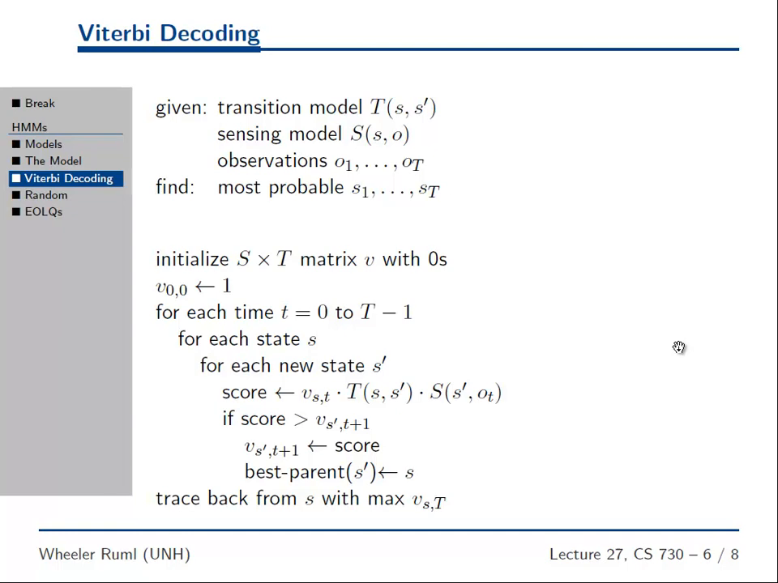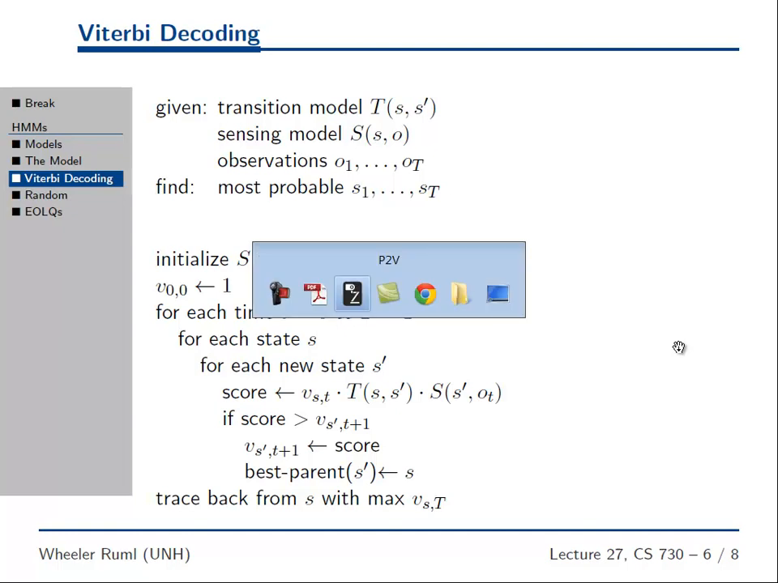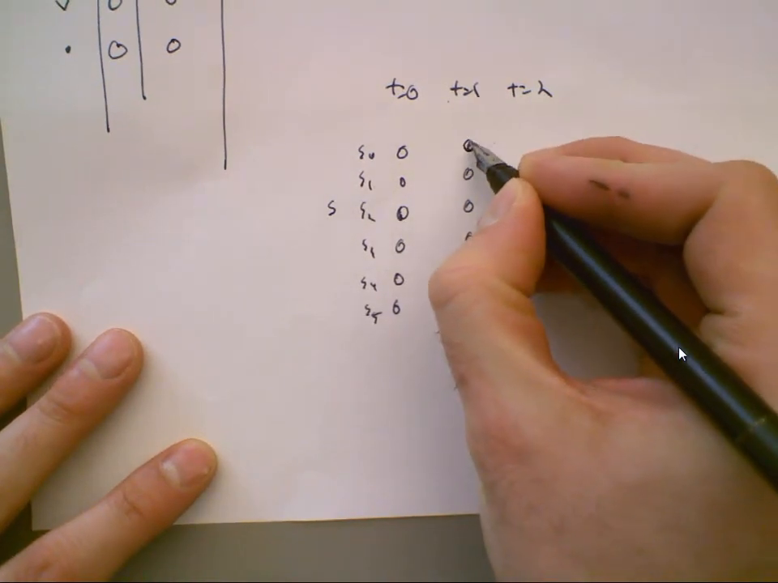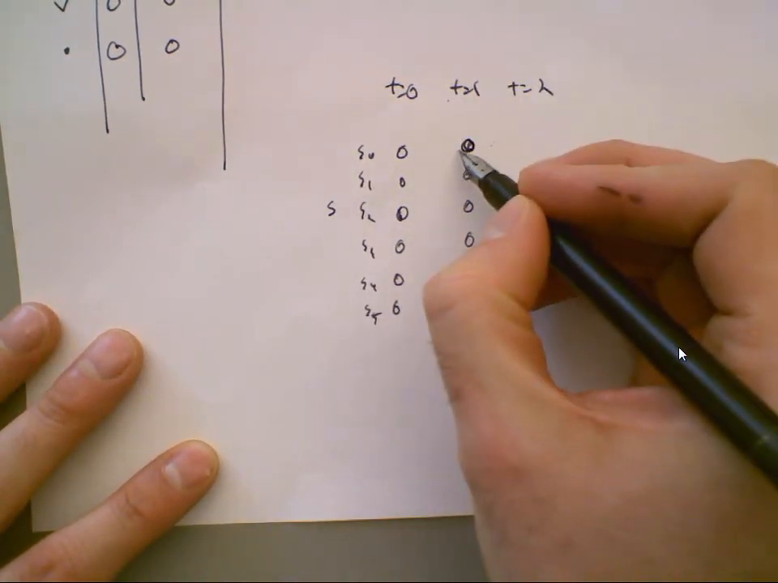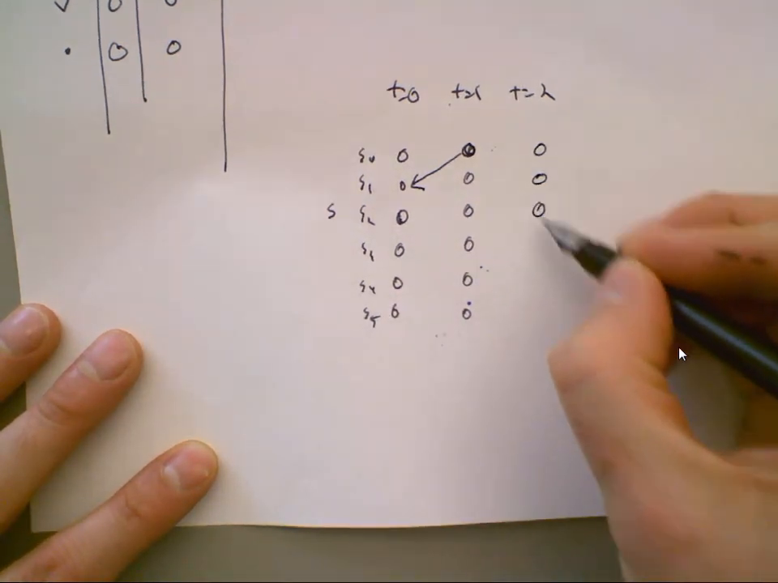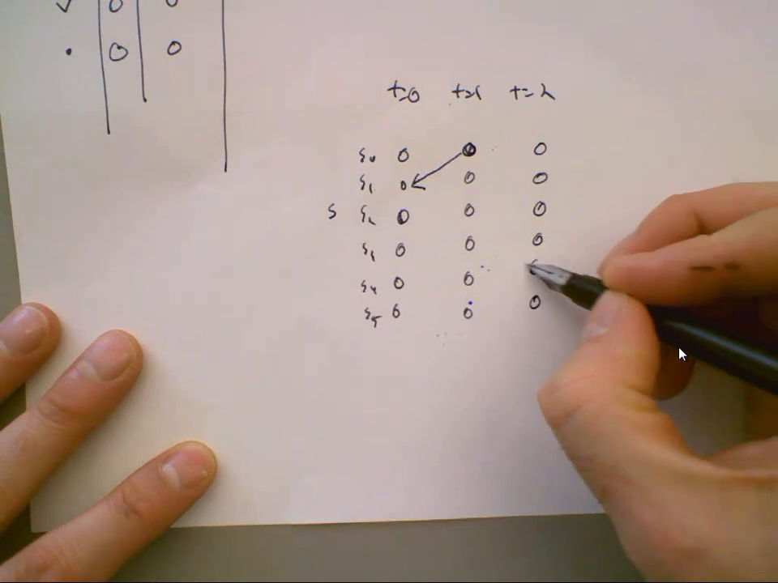We keep track of, for every state at every time, the most probable way of getting there. And we actually have a parent pointer back. This should probably say S prime comma t here. I apologize for that. So we're keeping track for each state at each time step, what's the most likely way we got there? And for each state at each time step, what's the most probable way we got there?